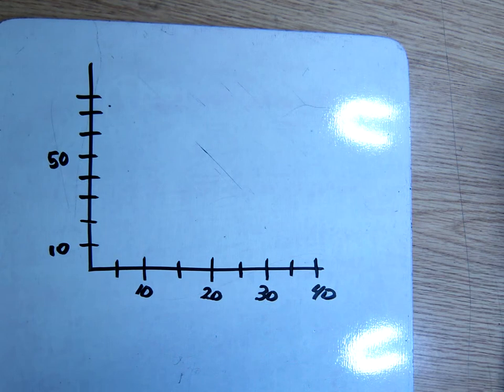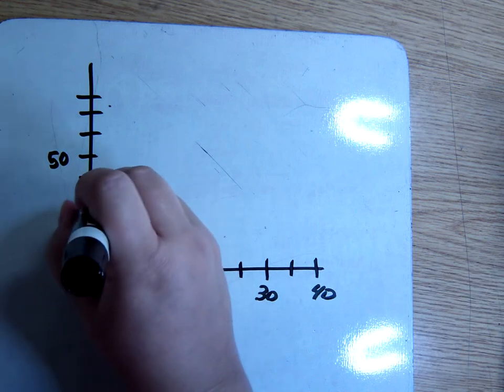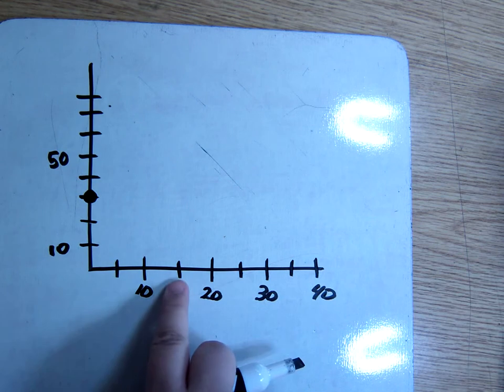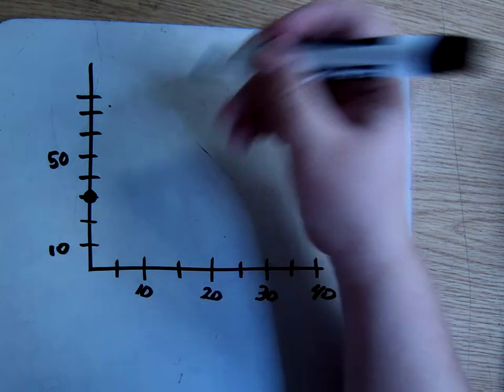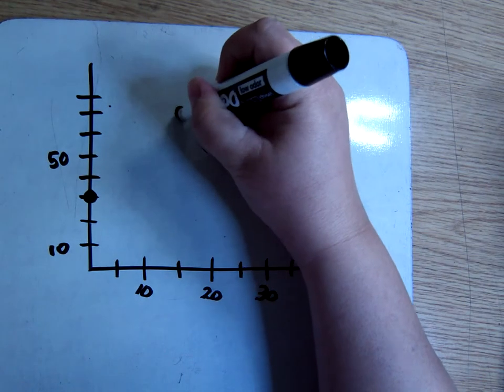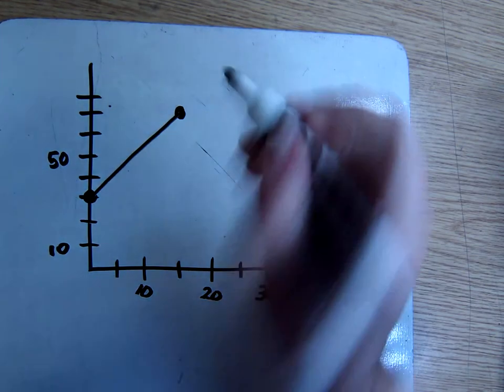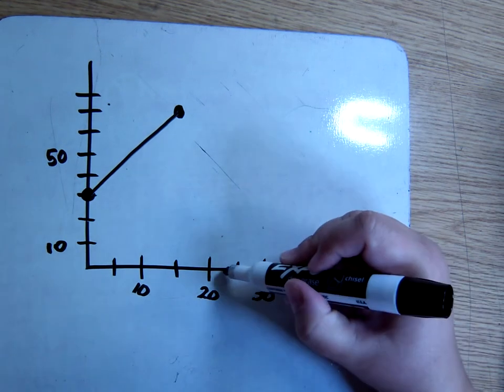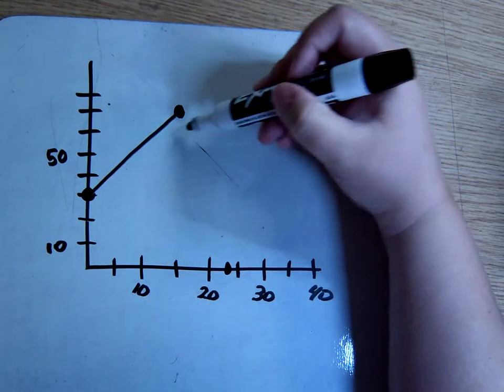So when the time is 0, the distance from the ground floor is 30 meters. So that's right here. When the time is 15, the distance from the ground floor is 70 meters. So that would be right up here. When the time is 23, the distance from the ground floor is 0 meters. So that's right here.